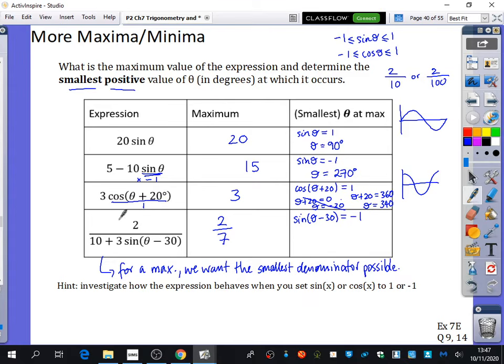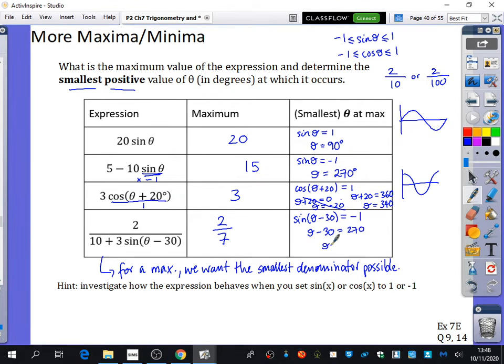So just to remind us, we're trying to make this as big as possible. We make this as big as possible by making the denominator as small as possible. We make the denominator as small as possible by making this as small as possible, which is making sine of theta minus 30 be equal to minus 1. So when I solve this, theta minus 30, sine is minus 1 at 270.